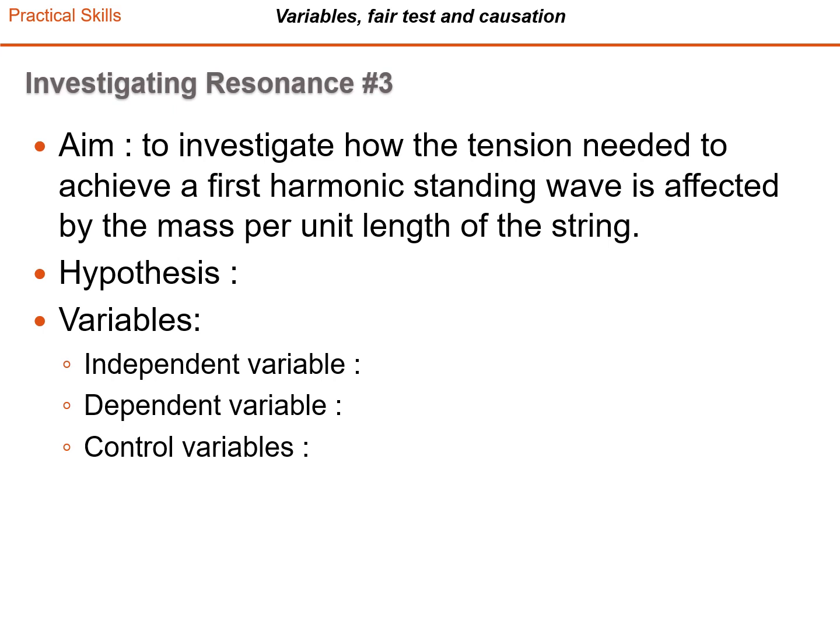Here is a third example of this type of experiment, but again with another different aim. We're now looking at how the tension needed to achieve a first harmonic standing wave is affected by the mass per unit length of the string. Again, here I'd like you to write a hypothesis, and that's where you need to refer to the equation. It's going to need some rearranging to do that, and then also think about what the different variables will be. Pause the video and then restart when ready.